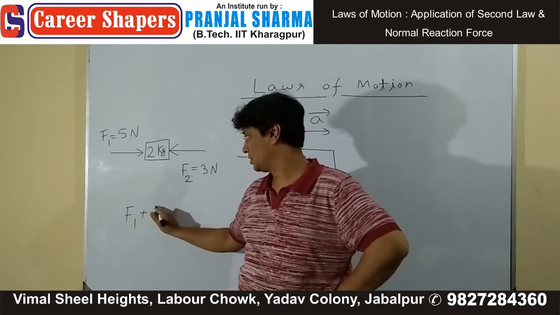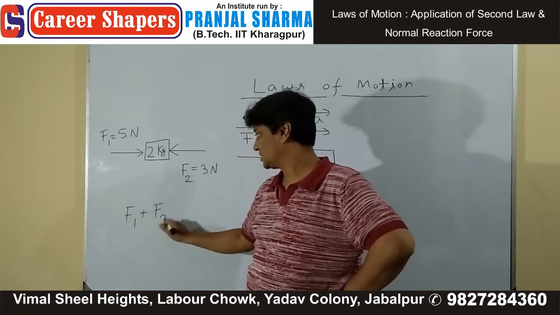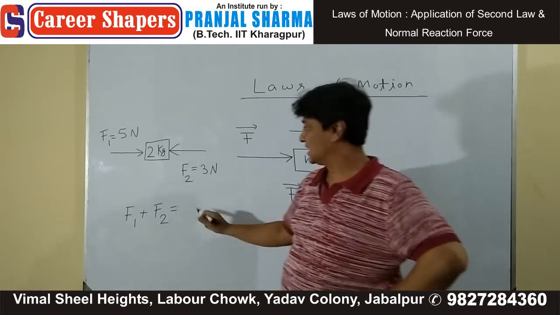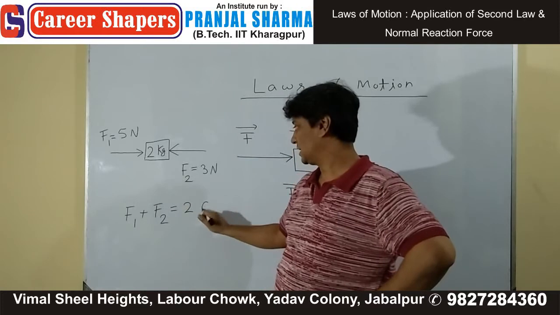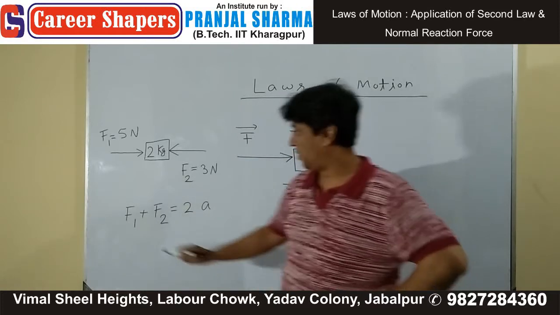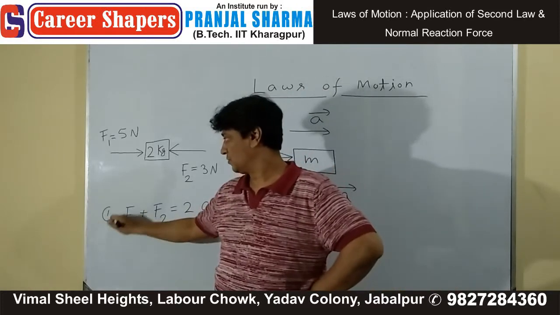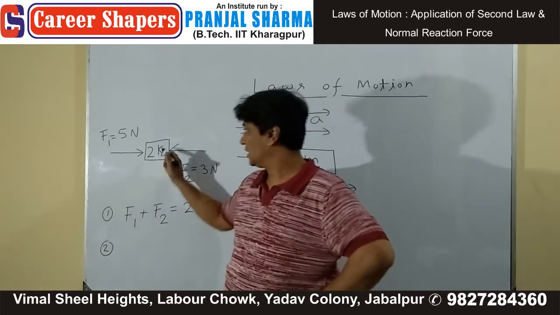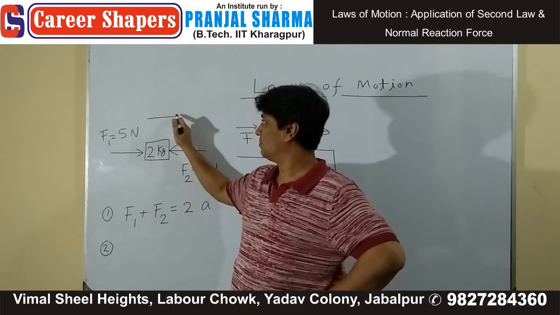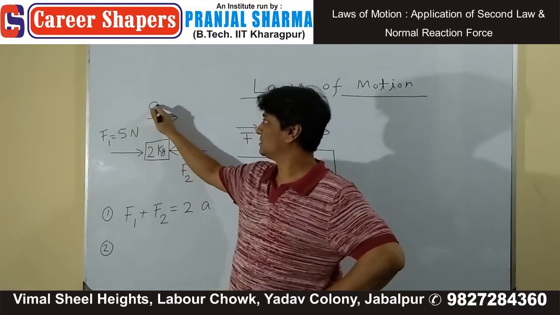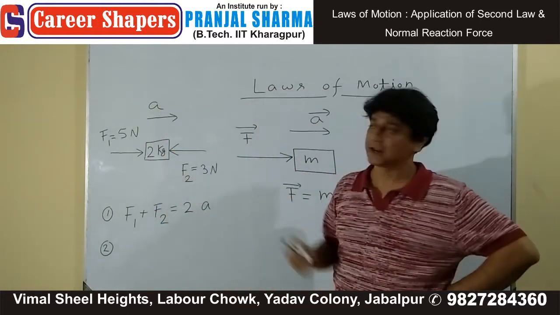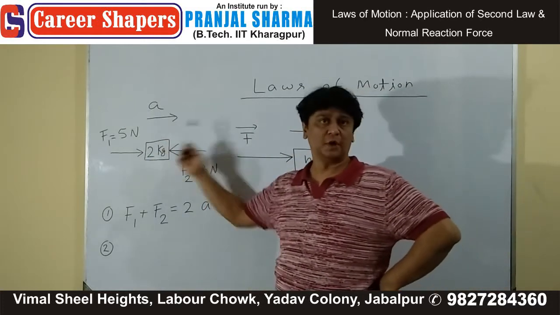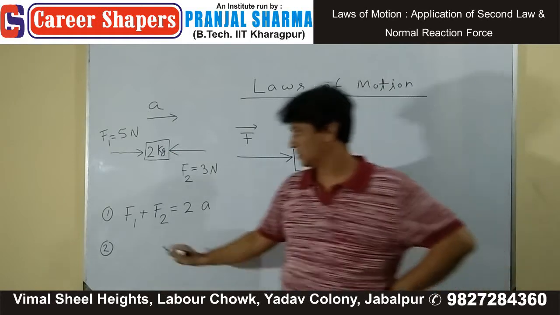You can look at the direction part. F1 plus F2 is equal to mass into acceleration. First option. And this 2 kg, I guess it's clear that it's going to move in this direction. This is 5 and this is 2, and therefore it will move in this direction.